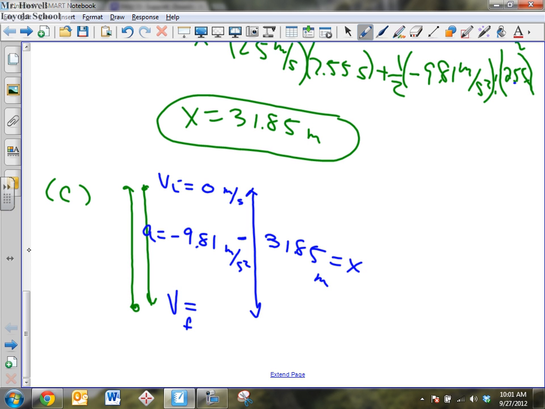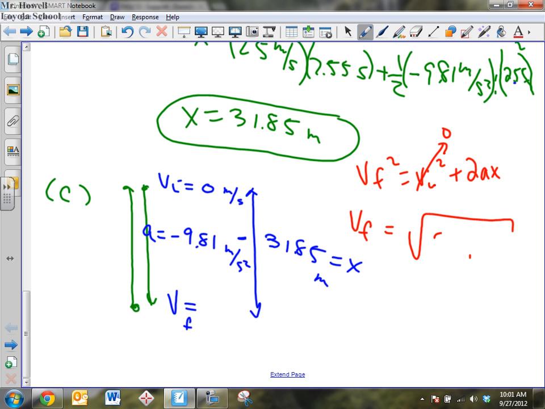So I know VF, I'm looking for VI, A, and X. So right away, I'm going to go to the formula. Again, how do I know this? I know VI, it's 0. Acceleration is negative 9.81. X is negative 31.85. We can solve for VF. Cross off your VI, because it's 0, because we're now dropping the object, really. We know VF is equal to the radical of 2AX with a plus or minus in front.